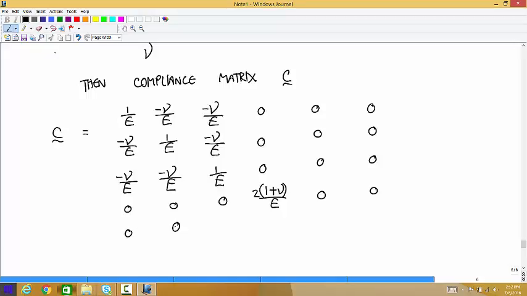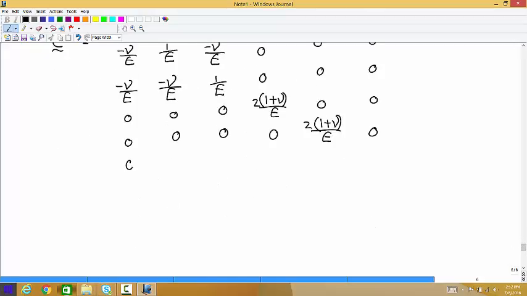I'm pretty sure it's nu. It feels really right to say that. Then 0, and this one now in each row just moves 1 over to the right. So 2 times the quantity 1 plus nu over E, 0. And then it's in the last spot.